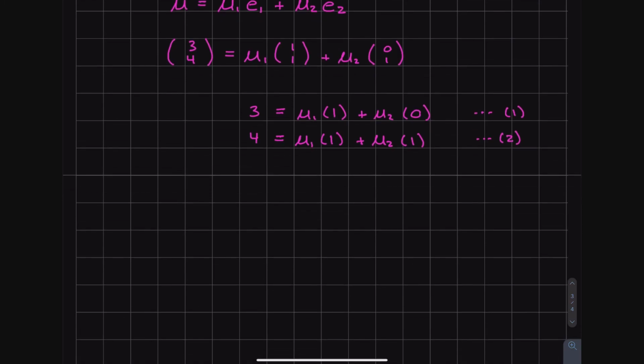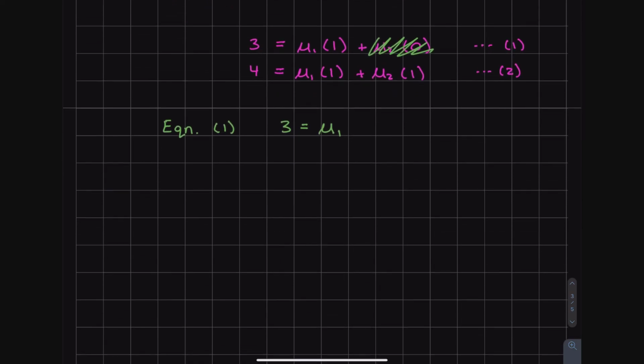So if we look at equation 1, what we see really quickly is that u2 is multiplied by 0. So theoretically, this goes away. And from there, we have 3 is equal to u1. Well, it's times 1, but it's the same thing. So just right then and there, we solved for u1. It's equal to 3. And then we can go to equation 2 and substitute this value in.